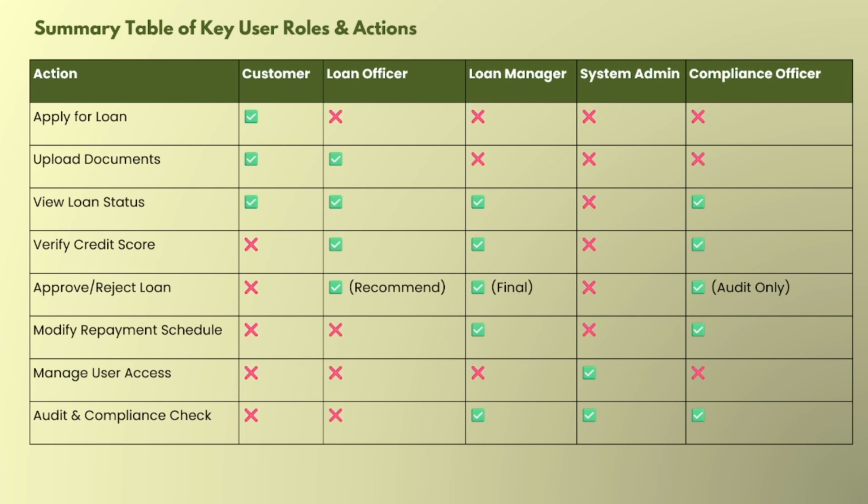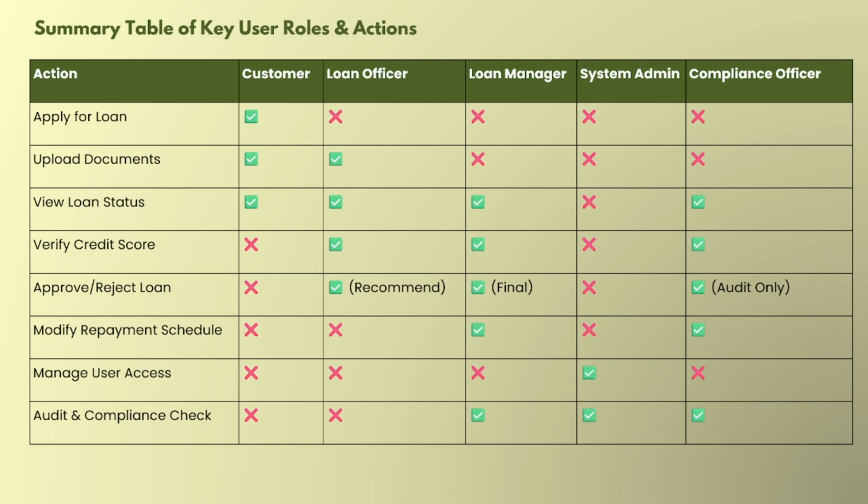So who can upload documents, who can view the loan status, who can verify the credit score, then approve and reject, then modify the payment schedule, something like that. For all the actions, as per the user role, there is permission and no permission provided, and on the basis of this specific requirement or information, the developer develops the system.